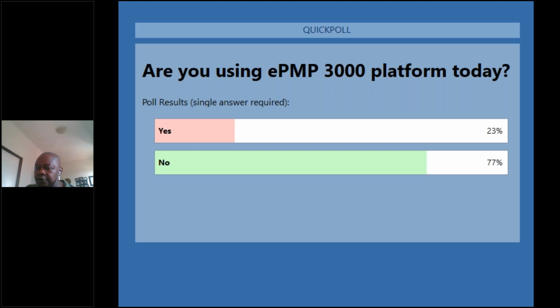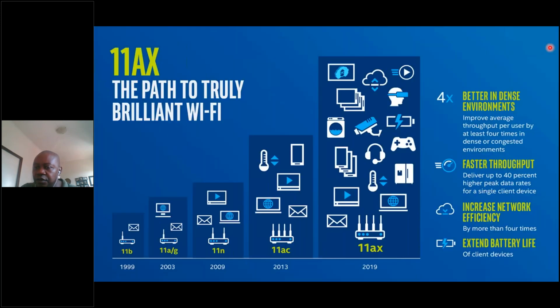You should be able to see the results. 23% of you say yes, 77% say they've never used the 3000, and so we're looking forward to having that discussion with all of you. Please feel free to ask any questions. Put them in the chat. We'll tackle them at the end. I'm going to hide the poll so we can continue.